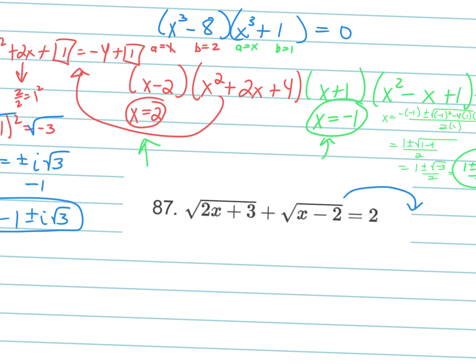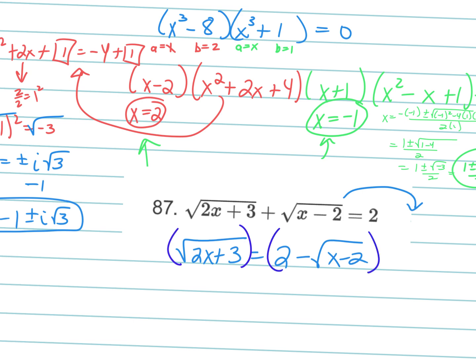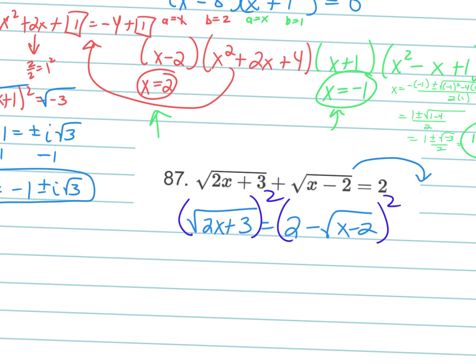I'm going to go ahead and move square root of x minus 2 over. So I have square root of 2x plus 3 equals 2 minus the square root of x minus 2. And now that I have 1 radical on one side and 1 on the other, I can go ahead and square both sides. Because what we're trying to do is just end up with 1 radical. And once we do this, we will achieve that goal.